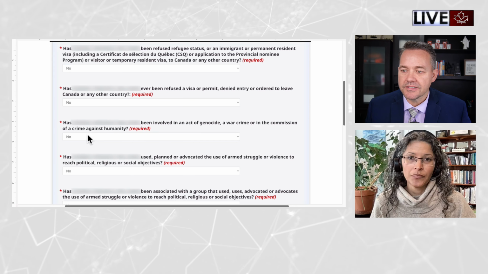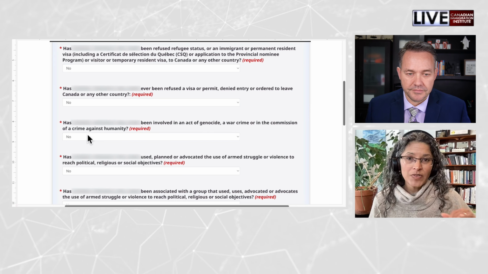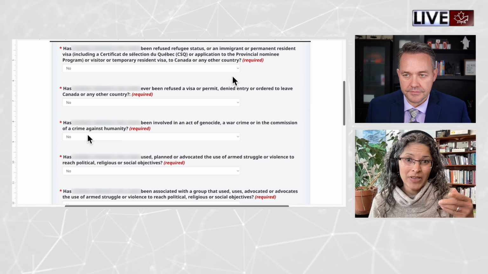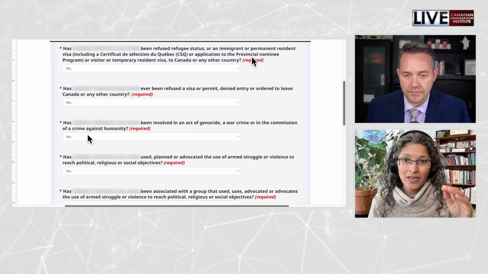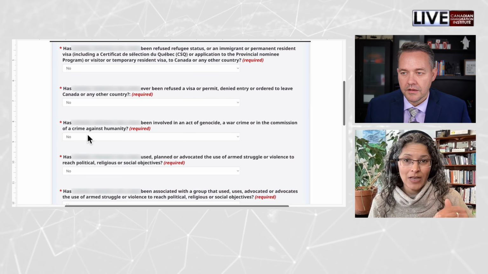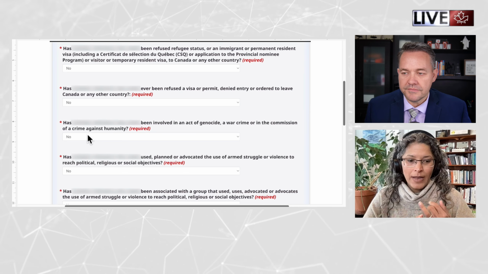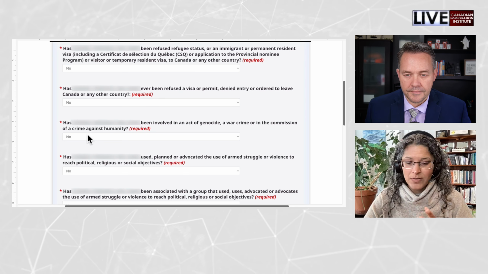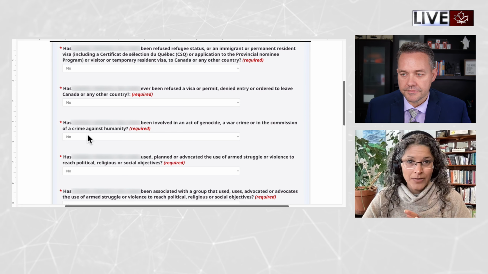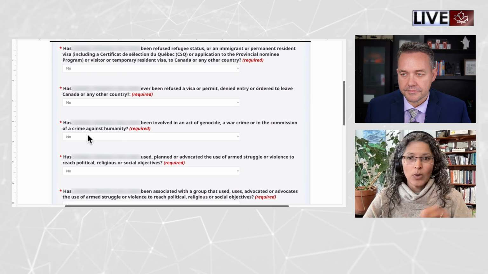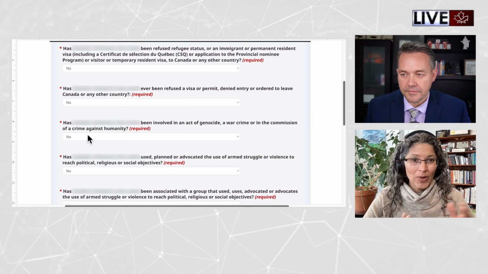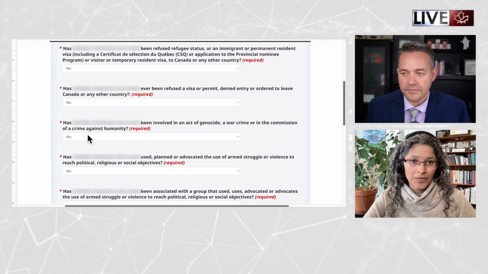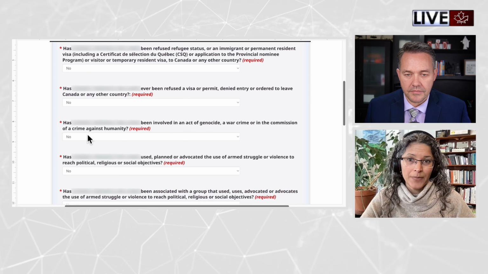So if it's yes, then most of the time it's going to be yes to both of these questions, right? If they were refused a permit or a visa, you're going to say yes to the first question, yes to the second question, and then you're going to expand. So how many permits? When was it refused? What were the circumstances around it? Why was it refused? Was there a subsequent approval or what happened with that refusal? You're going to put all those details as part of your explanation for what happened.